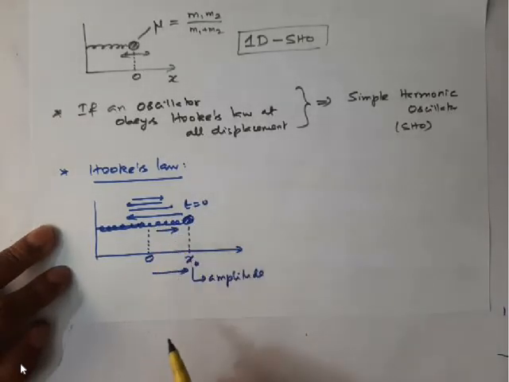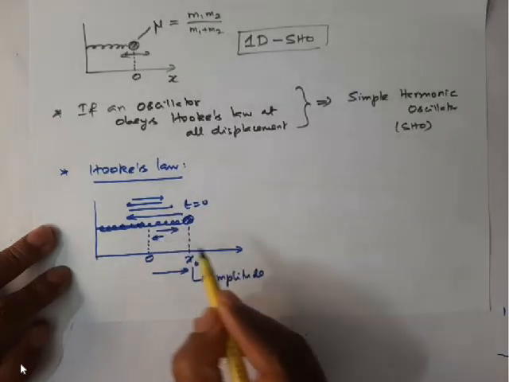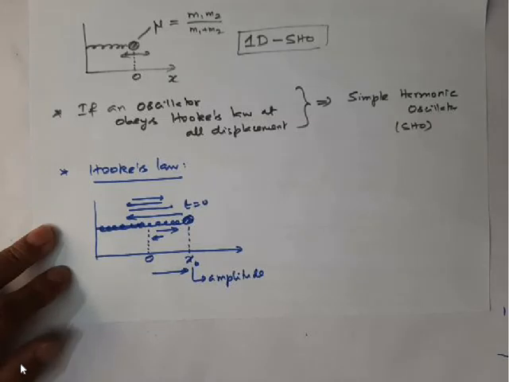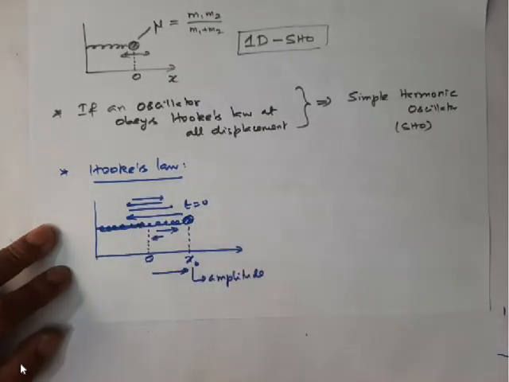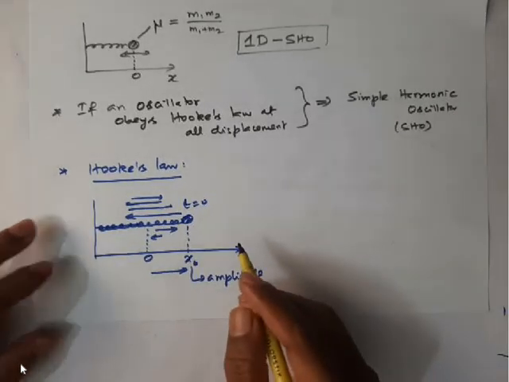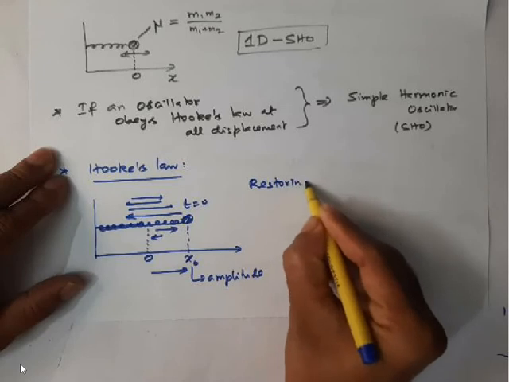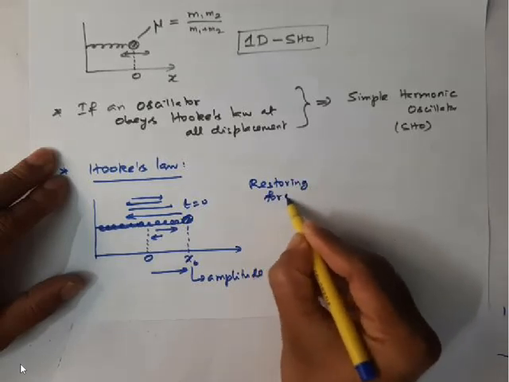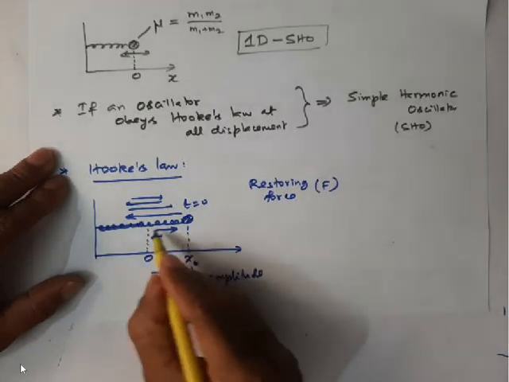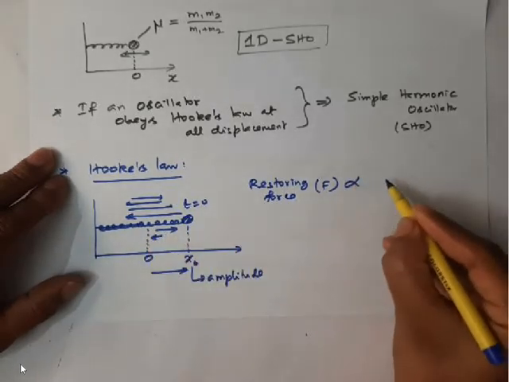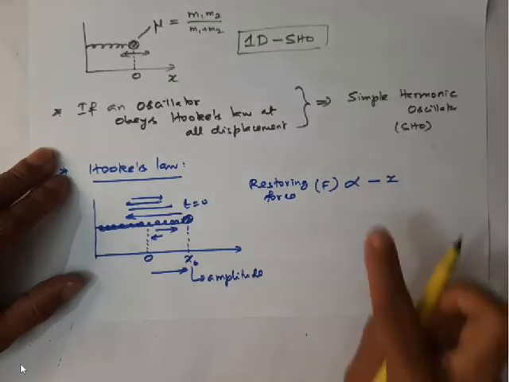Now in this oscillatory motion, when you stretch the body, or when the body moves in this direction, some force will act on the spring. It will try to keep the body at the equilibrium position. The force that tries to keep the body at the equilibrium position is what we call the restoring force. This restoring force, which I am going to represent as F, acting on the spring is directly proportional to minus of displacement.